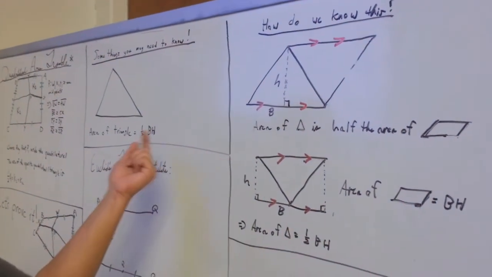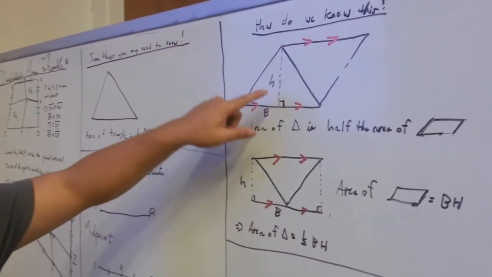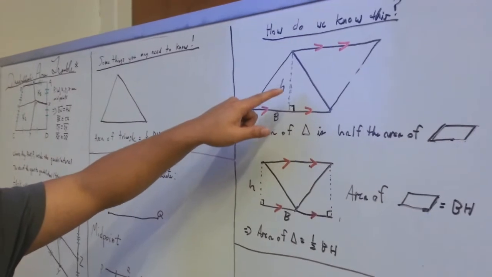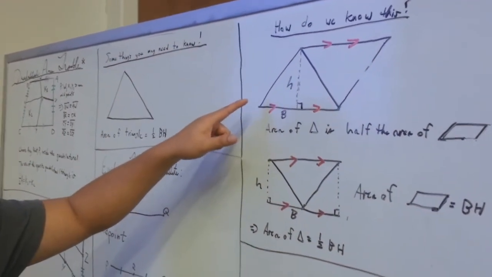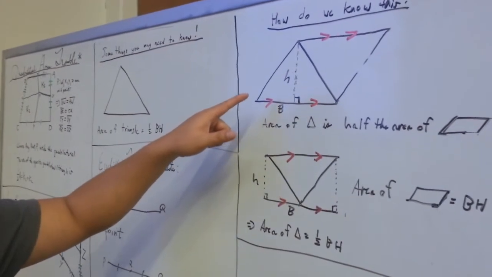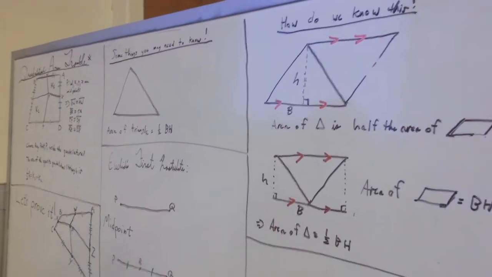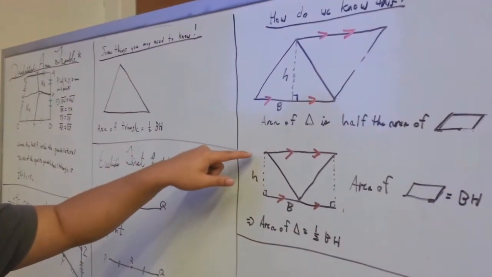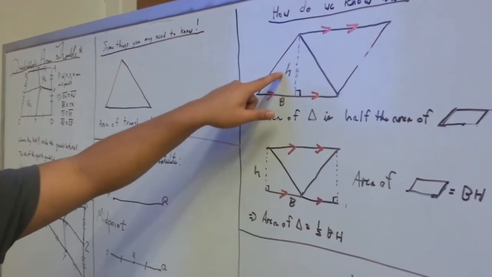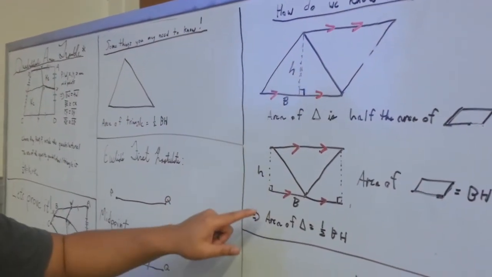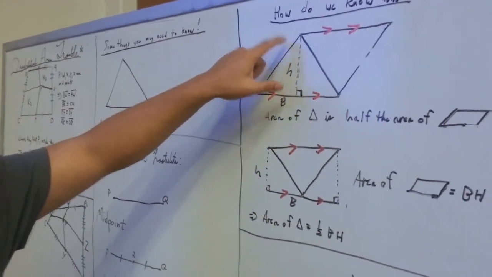So by logic, you can see that the area of just the triangle itself is half of this parallelogram. Now, how do we know that the area of the parallelogram is base times height? Let's go ahead and find out. Over here we now have the altitude, which is h, meaning the height of it. And we just took half of this triangle and moved it over here.